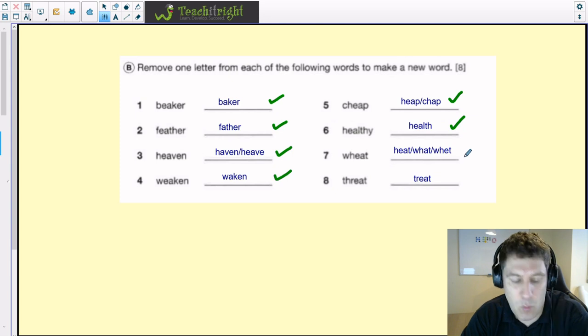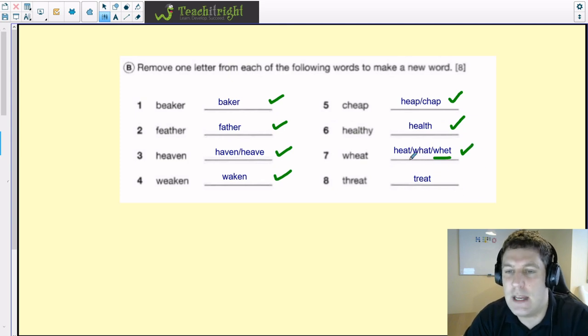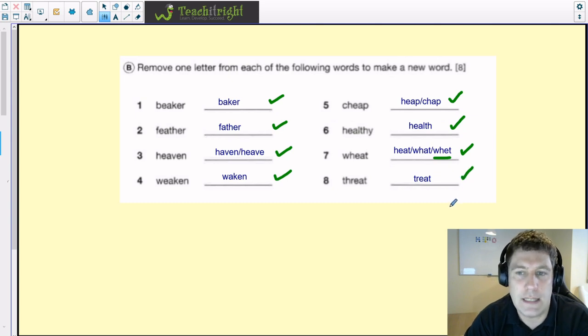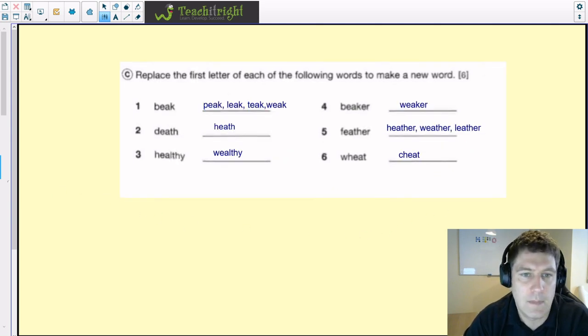And wet, wet means to sharpen the blade of, so that might be a new word for some of you. If it is, brilliant, so you may have gone for heat or what. And then we've got fret and we've got treat. So well done if you managed to get those correct.